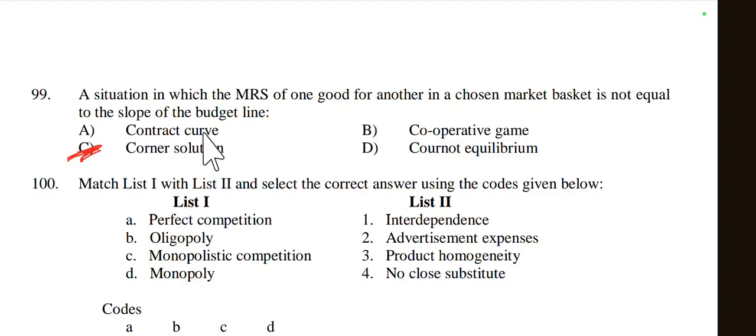Then the other options. Contract curve refers to the set of efficient allocations in a bargaining scenario, not directly related to MRS or budget lines. Then cooperative game comes from game theory. This involves players cooperating to achieve a better outcome, but it doesn't specifically address the relationship between MRS and the budget constraint. Then Cournot equilibrium relates to firms choosing quantities to maximize profit under competition, not directly tied to consumer choice and MRS. So here option C is right.